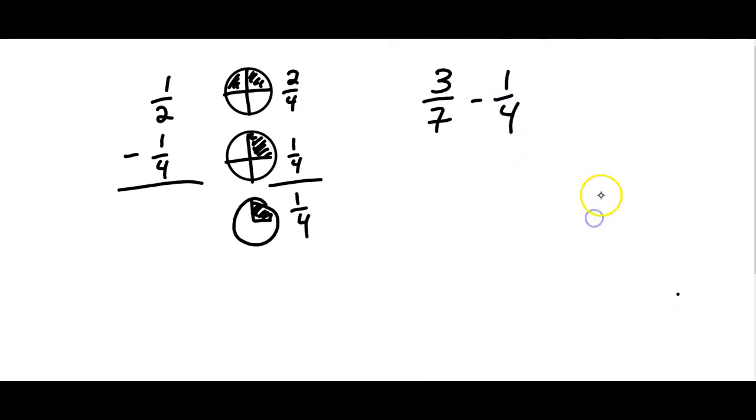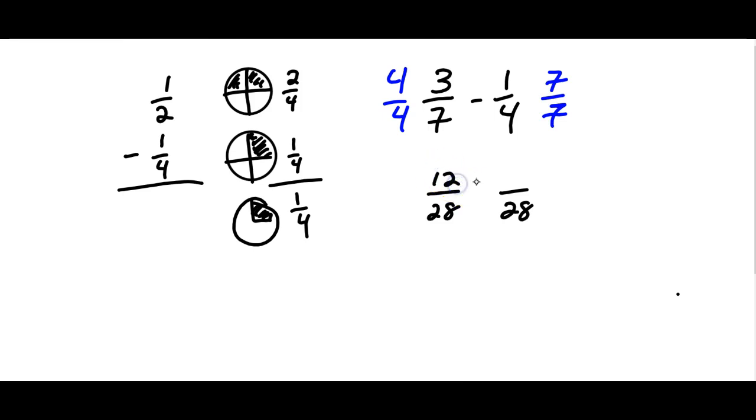So if we had 3/7 minus 1/4, adding or subtracting fractions, the first job is to find a common denominator. And in this case, it's going to be 28. So I'm going to multiply the left fraction by, not 7, multiply it by 4 over 4. And the one on the right by 7 over 7. So this gives me 12 over 28. This gives me 7 over 28. And subtracting the 2, I get 5 over 28. So that in a nutshell is your operations with fractions.